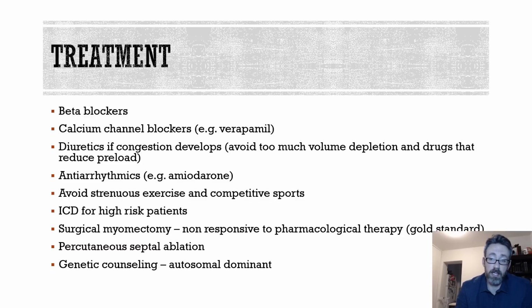Surgical myomectomy is another gold standard: if they're not responsive to some of the medications, you can actually resect some of the wall there. There's also percutaneous septal ablation. In this case, you're using a catheter that injects something that causes the erosion of the wall there. And they have to get genetic counseling with the family, so you're essentially screening family members for this condition.